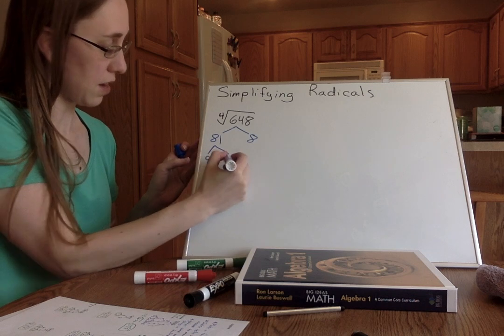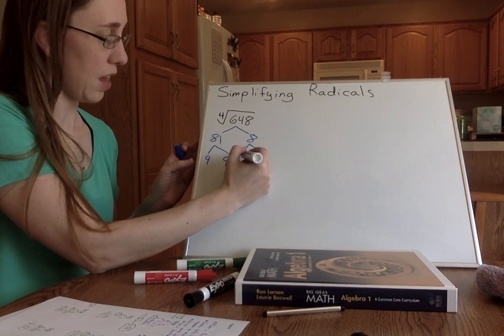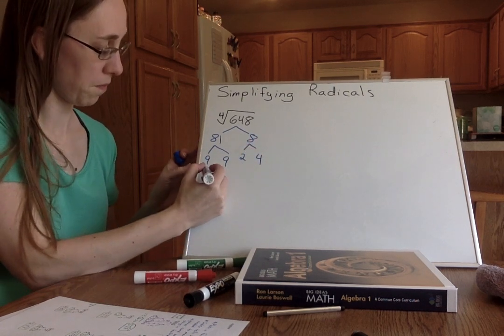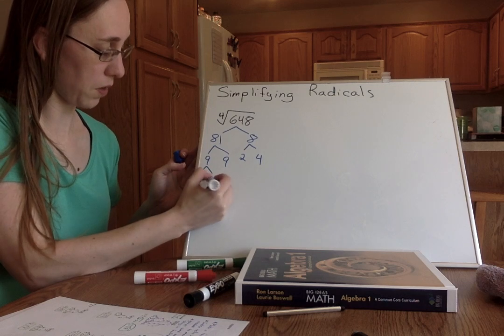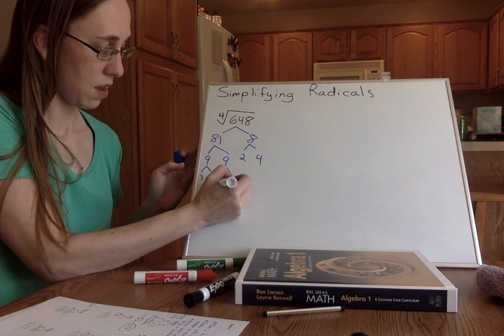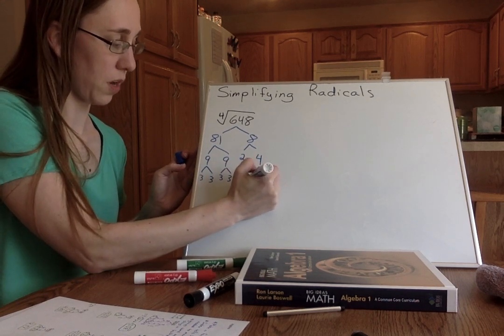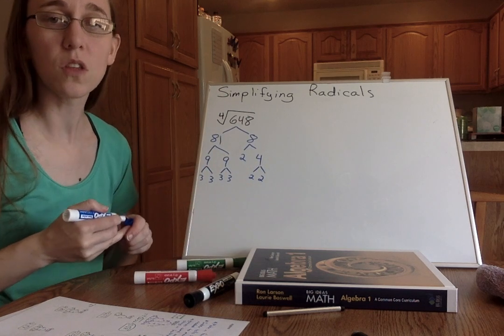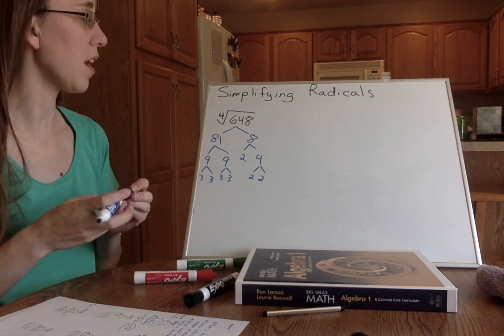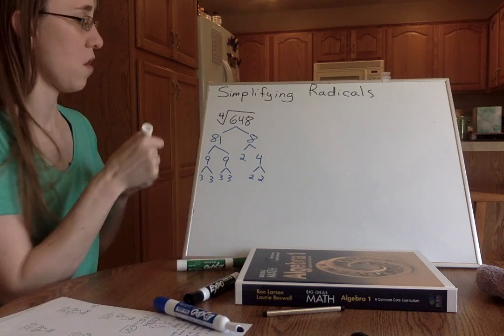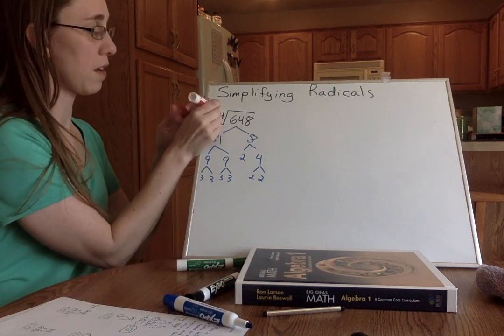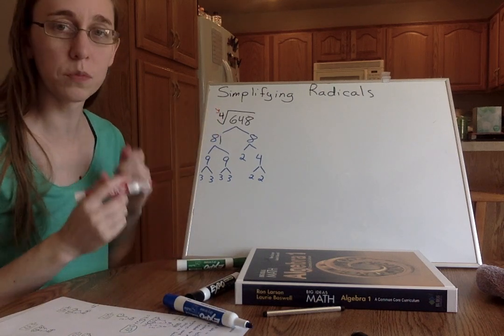81 we know is 9 and 9, and 8 is 2 and 4. So our 9s both break up into 3s. That 2 is good, and this 4 breaks up into 2 more 2s. So there's our factor tree. Now we're going to look at the index. Remember, the index is right up here. It's 4. That means we need groups of 4.